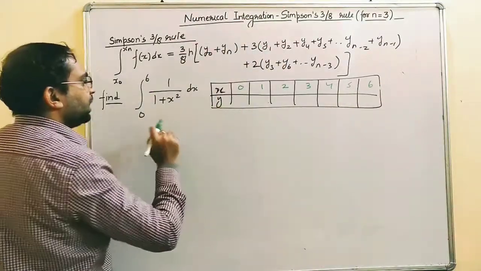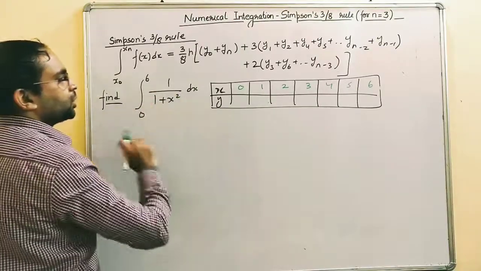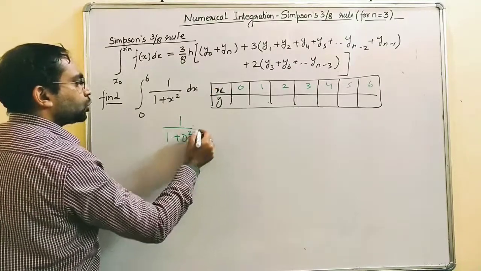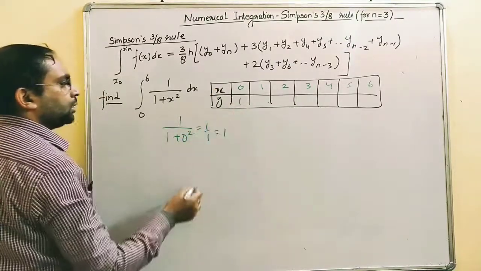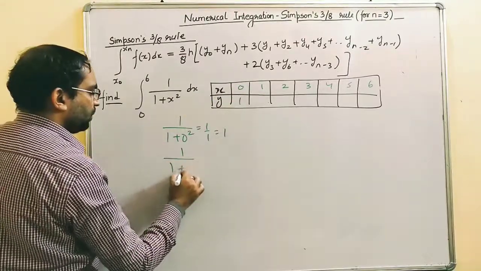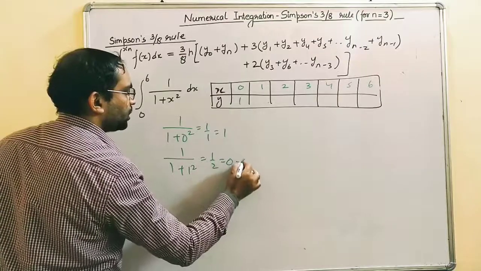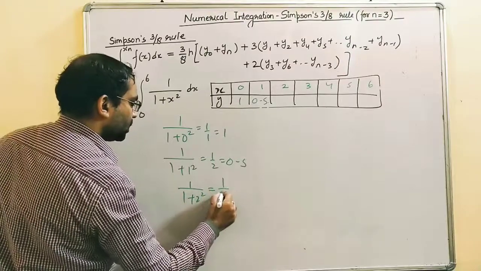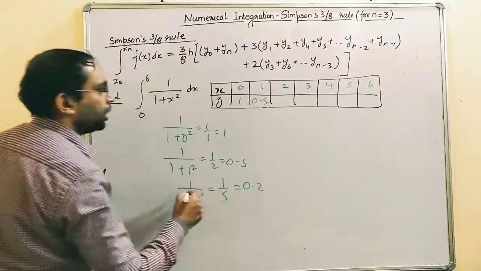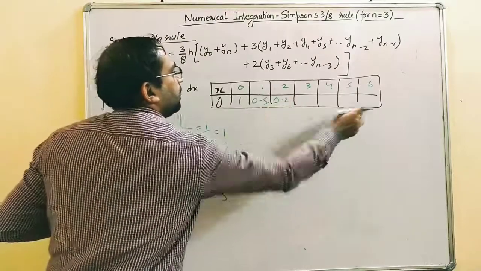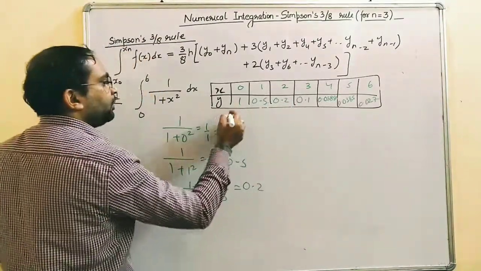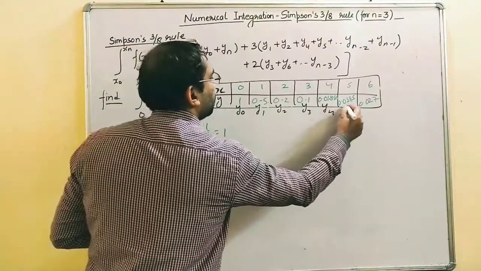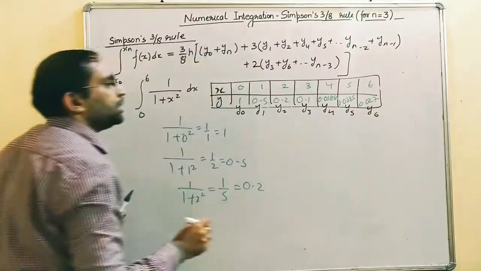Now let's find out the values of y, that is the function f of x, 1 upon 1 plus x square. At x equals 0, this will be 1 upon 1 plus 0 square, which is 1 upon 1, that is 1. At 1, this is 1 upon 1 plus 1 square, 1 upon 2, which is 0.5. At 2, 1 upon 1 plus 2 square, this is 1 upon 5, which is 0.2. In the same way we can complete this table. So now these values will be y0, y1, y2, y3, y4, y5, and y6.